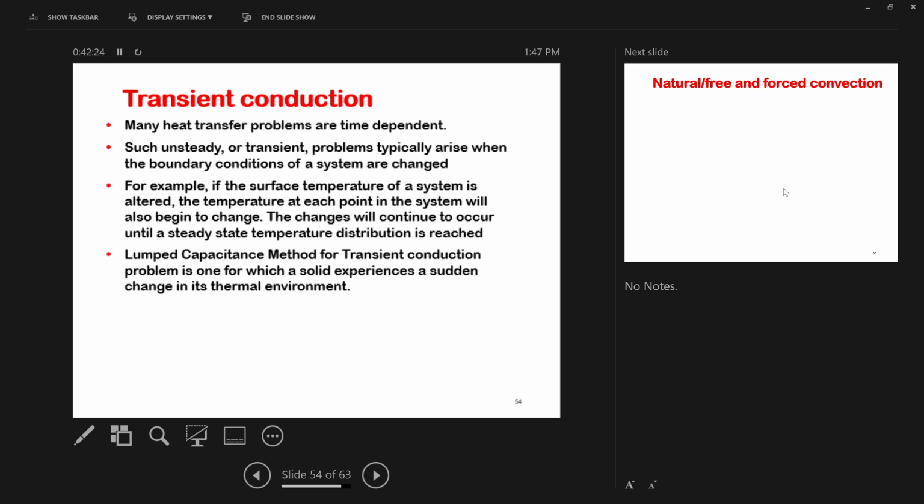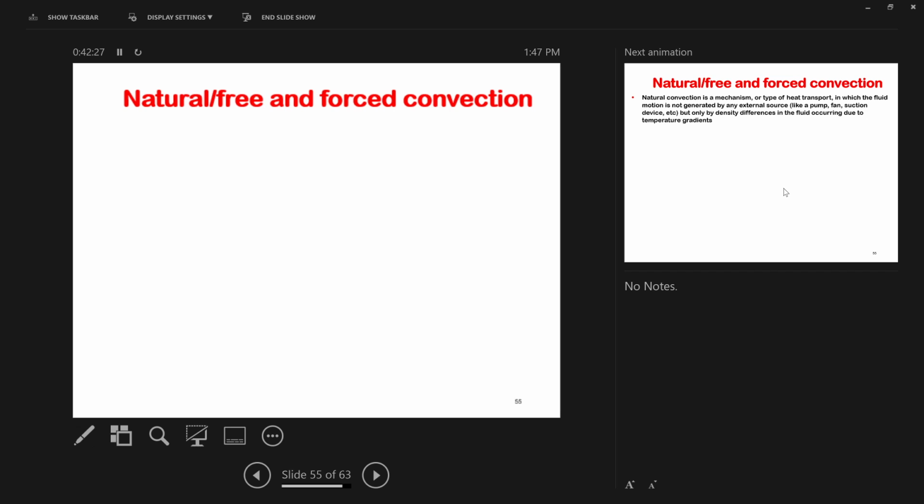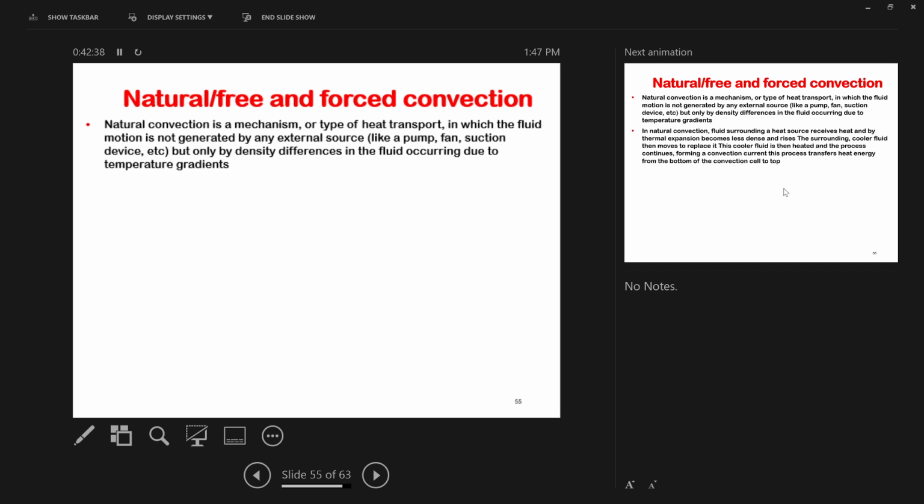Okay, so long capacitance method, but there will be two types of convection that we are going to deal with. One is going to be the free convection, the other one is going to be the forced convection. The natural or free convection is a type of heat transfer in which the fluid motion is not generated by any external source, like a pump, fan, or suction, but is only there because of the density change, right? So when you have different density in fluid, you will have some very small motion, but it is going to be there, and that's where your convection is happening.